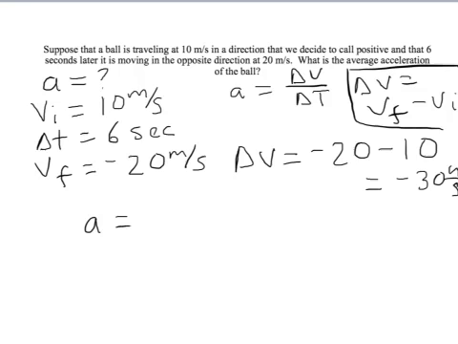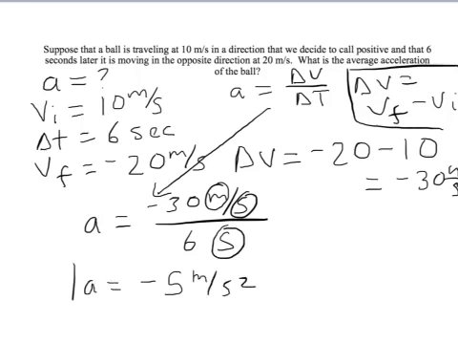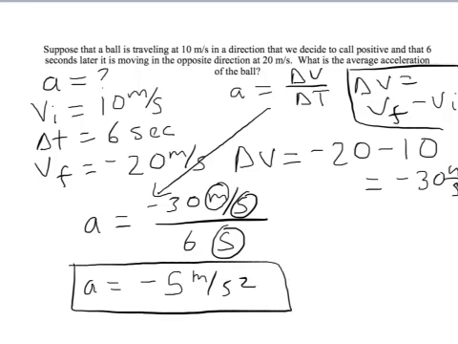Now I can substitute that into a equals delta v over delta t. So I have negative 30 meters per second divided by 6 seconds. And I ask myself, how many times does 6 go into 30? And 5 times 6 is 30, so that would be negative 5. And the units are meters per second, so meters per second squared. So notice that acceleration is also a vector quantity, and it can also be negative.